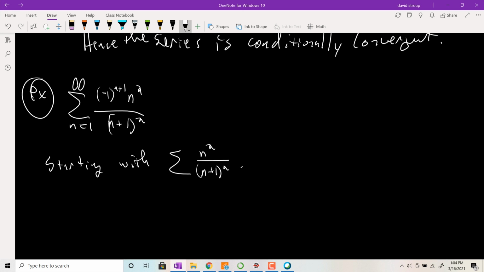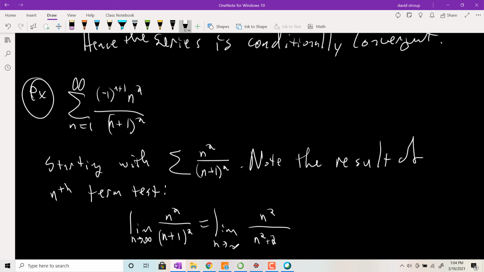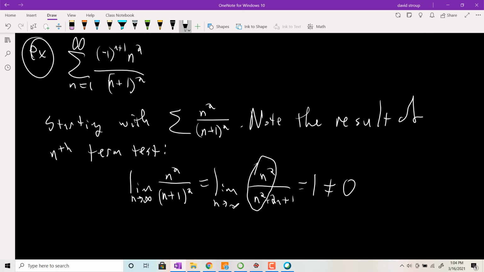We can do an nth term test on this. So note the result of the nth term test. We take the limit of the terms of the series. And I knew immediately it would be a good thing to take a limit of, because this is one of those where you can kind of just see what the limit's going to be. It's the same as the limit as n goes to infinity of n squared all over n squared plus 2n plus 1. So it'll be n squared over n squared, which is 1, which is not equal to 0. So hence, because it's not equal to 0, it's divergent.